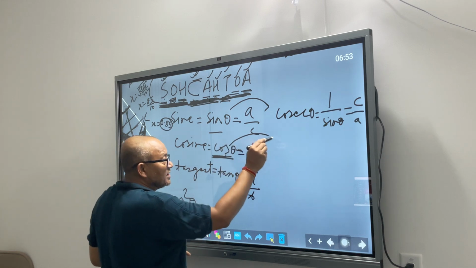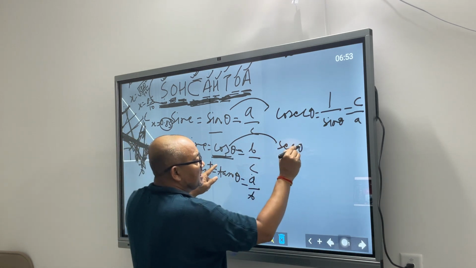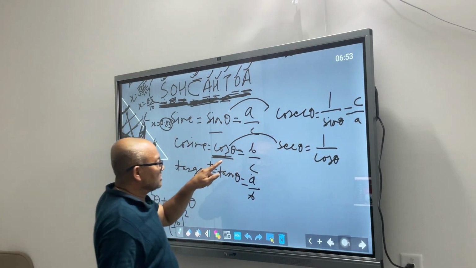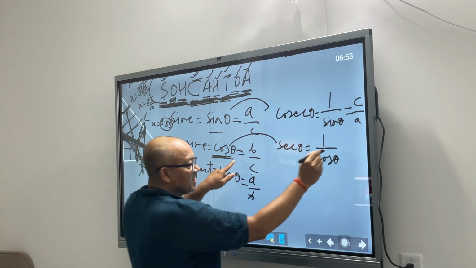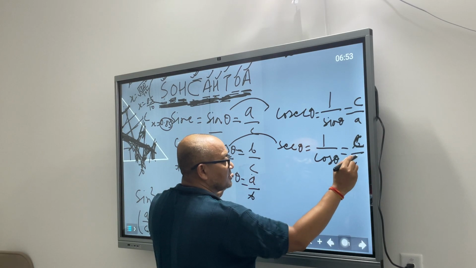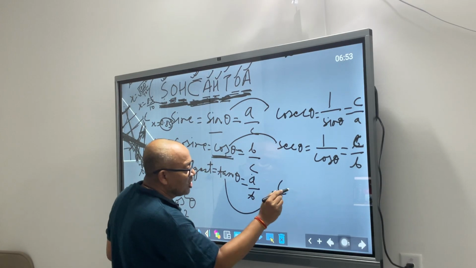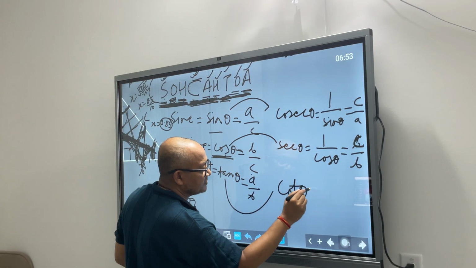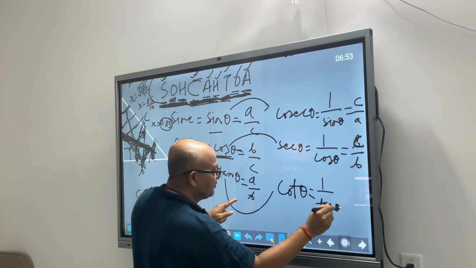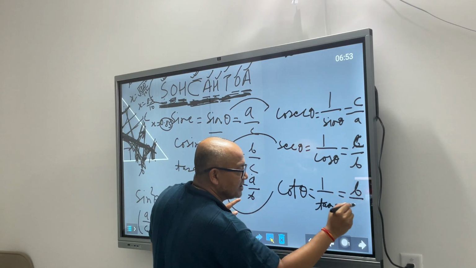Opposite of cos is called sec theta, secant. Sec theta is 1 by cos. So if your cos theta is b by c, 1 by cos will be reverse of that, c by b. Opposite of tan is called cot theta, which is equal to 1 by tan theta. So if your tan theta is a by b, cot theta will be equal to b by a.